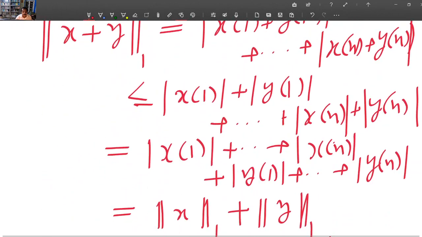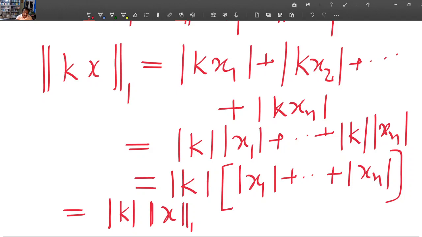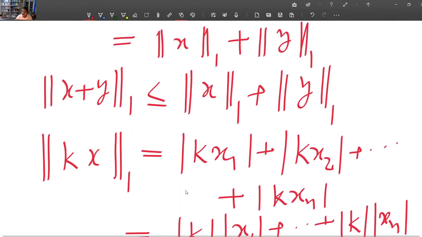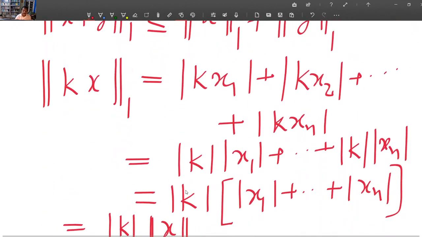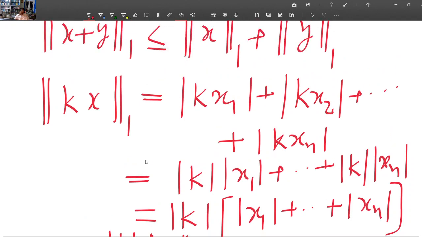So for 1 norm, as in the previous page, it is non-negative, and equal to 0 if and only if x is equal to 0, and you have the other two conditions here. So from this we can conclude that 1 norm of x is a norm.